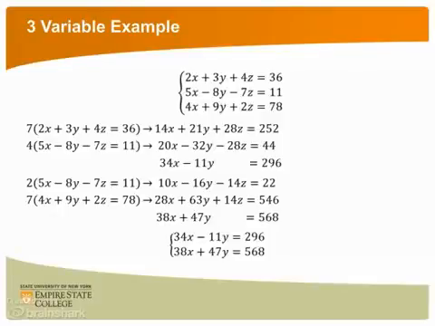Now we have fully eliminated the z from the problem, at least until we find the value of z at the very end. What we have remaining is a system of two equations with two variables. 34x minus 11y equals 296, and 38x plus 47y equals 568. From here, we follow the same method as we used for the first two examples.